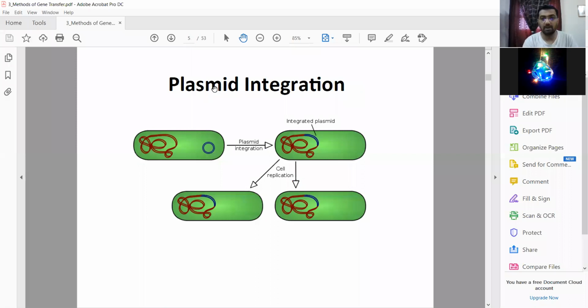So how does plasmid integration take place? This is an example of stable gene transfer in which we added a plasmid, and that plasmid integrates into the nuclear DNA. Once this cell replicates, the plasmid DNA replicates along with the nuclear DNA, and both the cells have the same nuclear material. It's a stable integration of the plasmid which you have transferred into the nuclear genome.